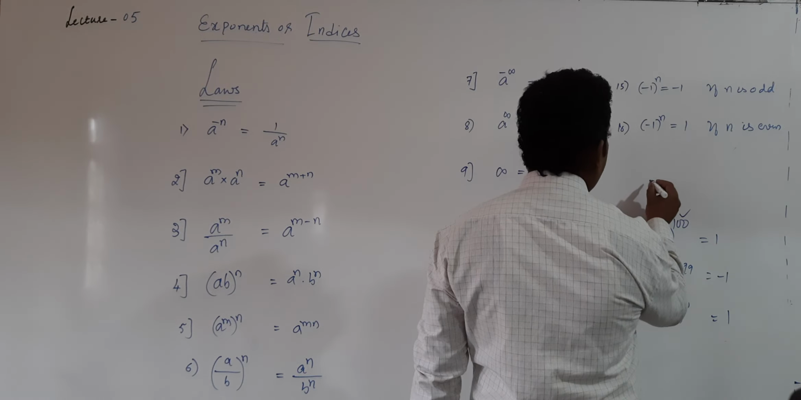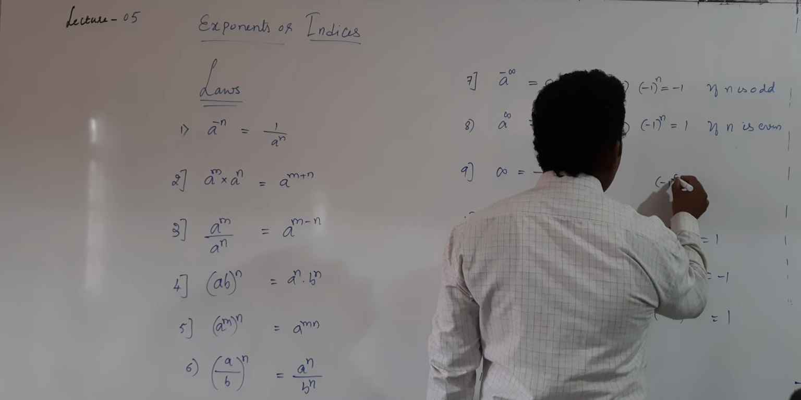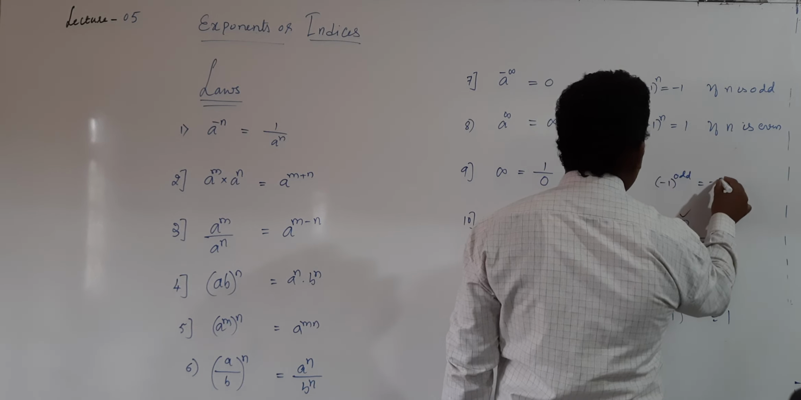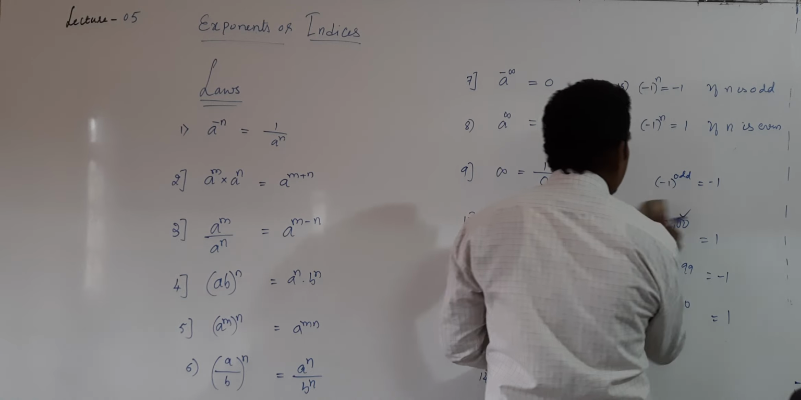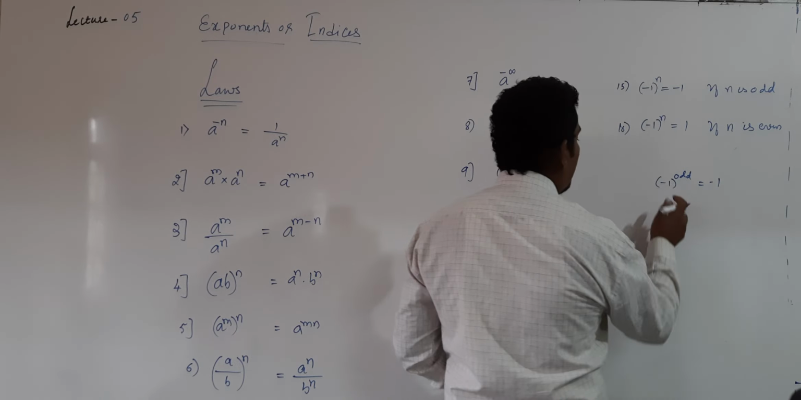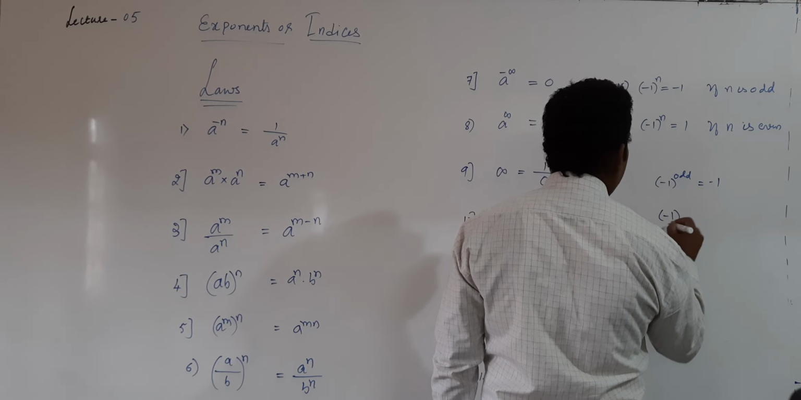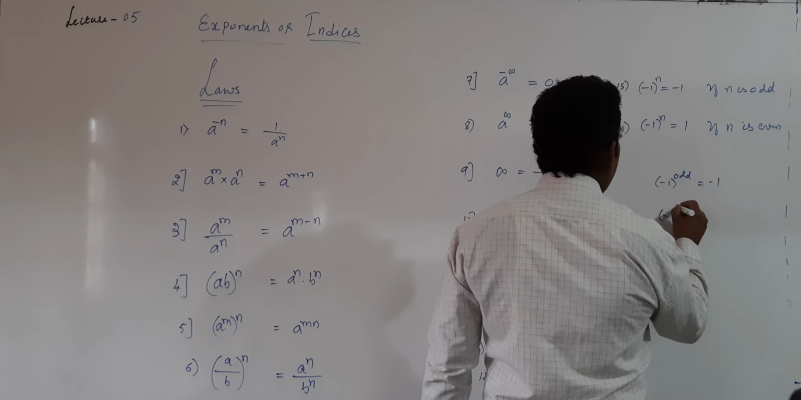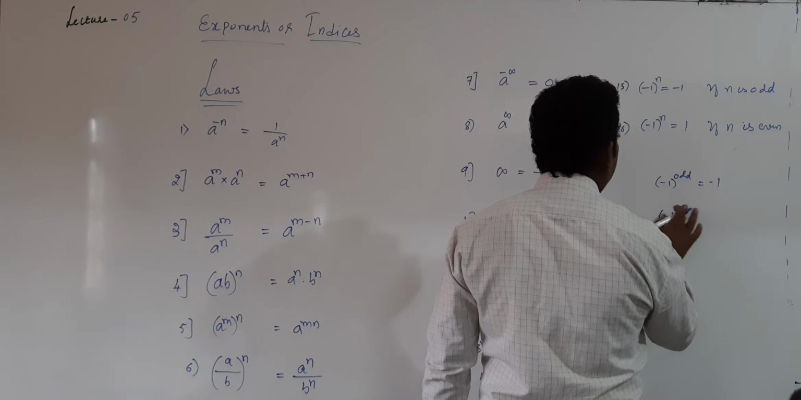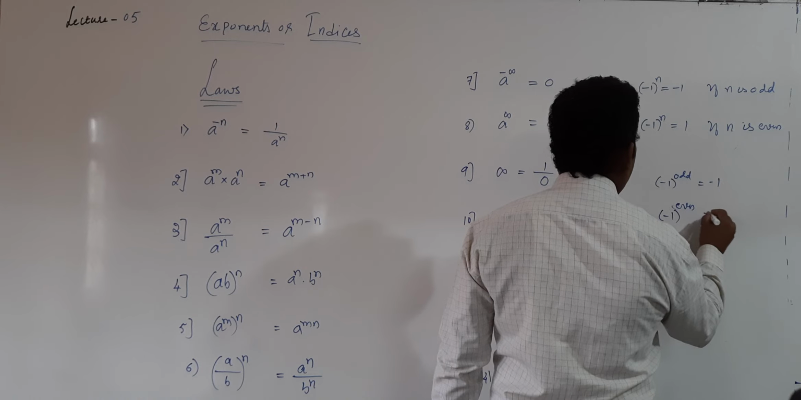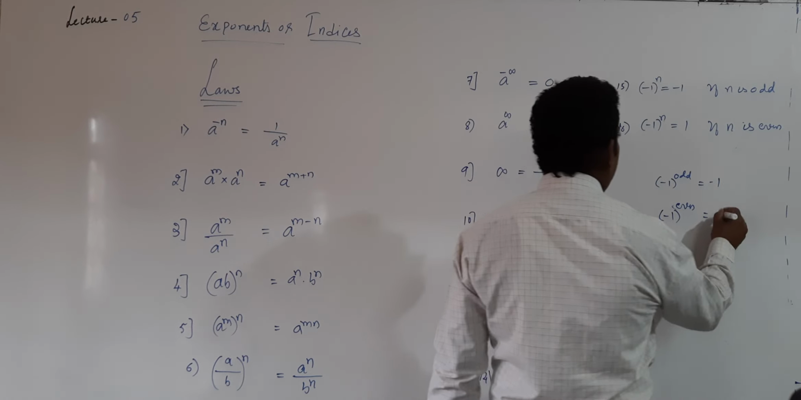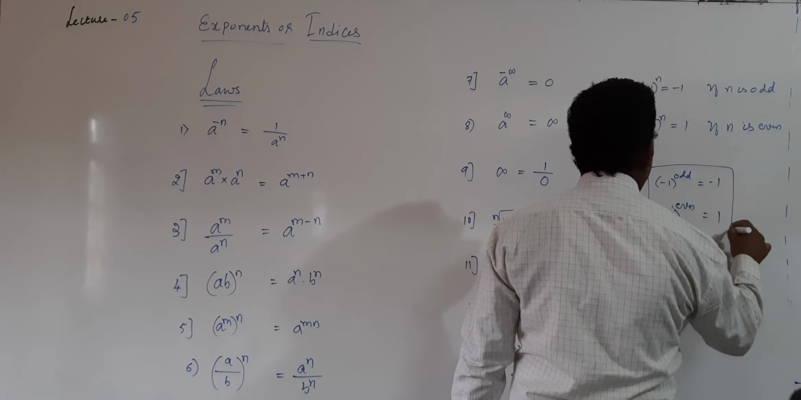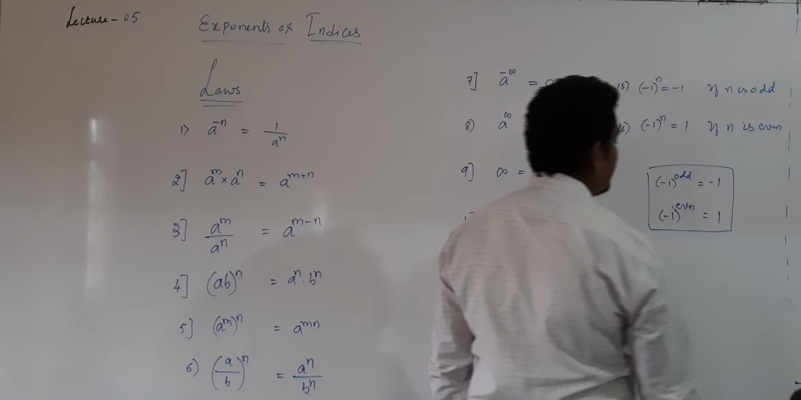Or else we can write: odd power of minus 1 is minus 1. Even power of minus 1 is plus 1. Odd power of minus 1 is minus 1. Even power is plus 1.